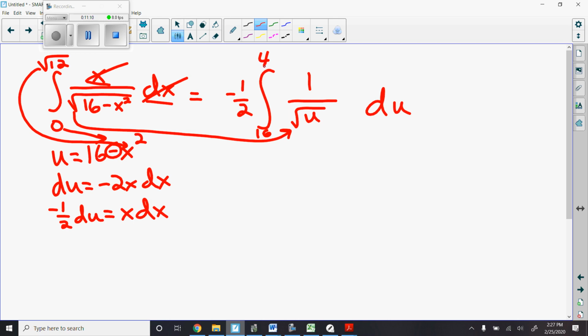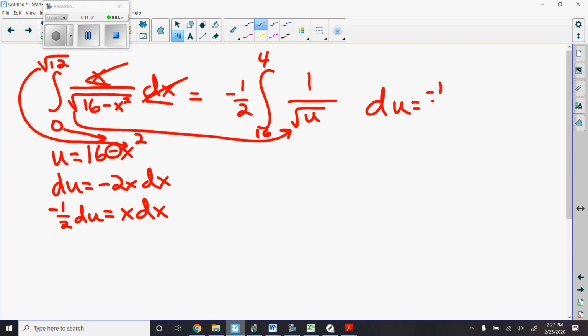Now you might notice, hey, I got a bigger number on bottom and a smaller number on top. You're certainly welcome to switch those and put 4 on the bottom and 16 on top. If you do that, then just make sure you switch that negative half to a positive half. Okay? But I'm just going to keep it going because we don't need to do that.